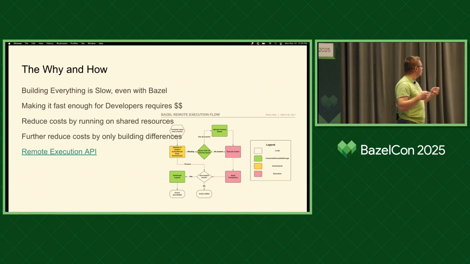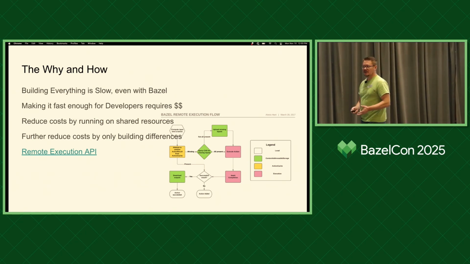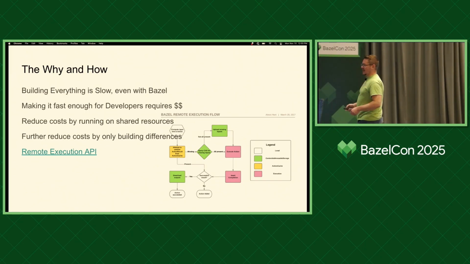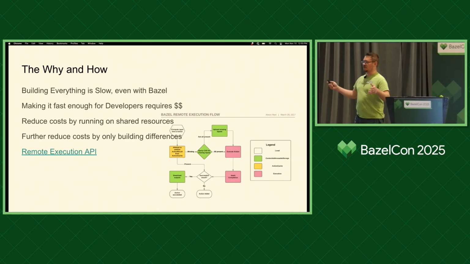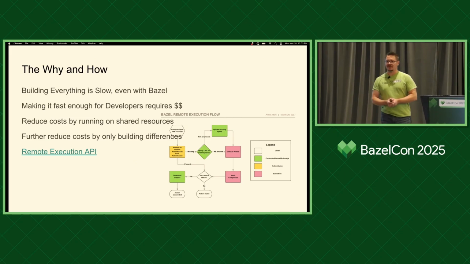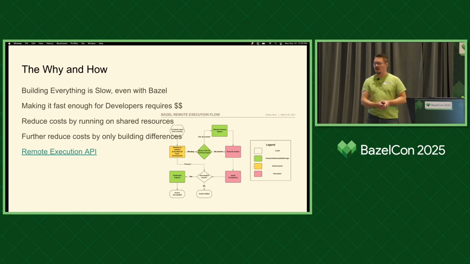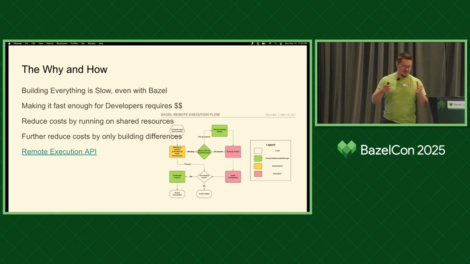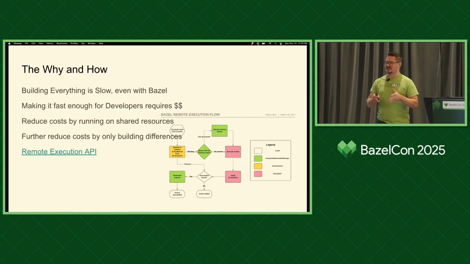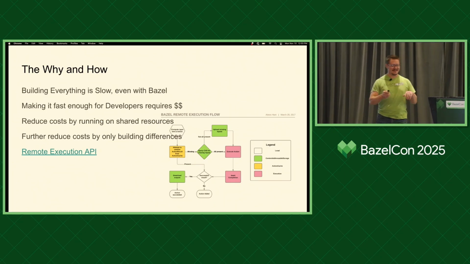We want to reduce the costs associated with these things by running on shared resources, because giving everyone every single piece of infrastructure on their desk scales to the tune of the end developers. I don't have that much money to give my developers. As a matter of fact, I don't have any money at all. I just write random open source projects. But the point is that we want to centralize that. We want to spend the money where we can make the most difference, and we want to benefit the most people at the same time.